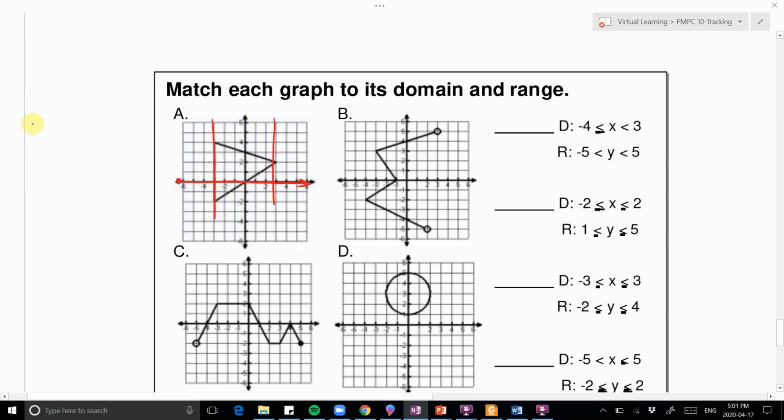So for A, domain is going to be between -3. And because that line goes right on top of there, it's going to be a part of the data set. 2, 3. Once again, it touches, so it's going to be a part of the data set, and that's my whole data set.